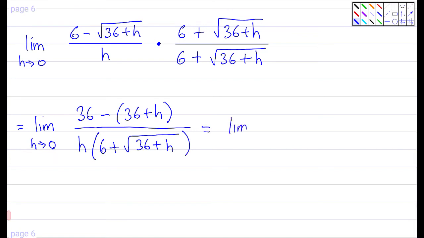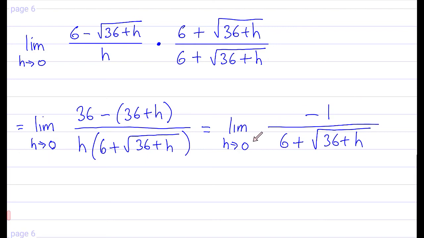Okay, what do I get? Look what happens in the numerator. 36 cancels. I get a minus h, but that minus h is going to cancel this h. Right, 36 minus 36, that's 0, minus h. So I get minus h on the top. That's going to cancel the h on the bottom. So I get minus 1 over 6 plus the square root of 36 plus h.